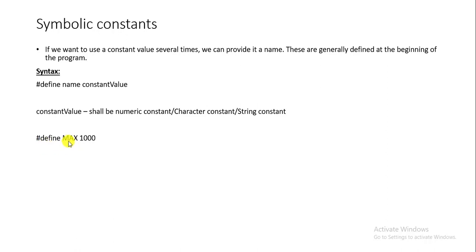Example, hash define. So we can give some user defined name like max to a constant value 1000. It is an integer constant. To this integer constant we are giving a name max, and this name we can use in our program. Similarly, this is a pi value and it is a floating constant, and to this we are giving a name. And here instead of this character constant S, we can use this name in our program, character. And instead of ABC string constant, we can use name.